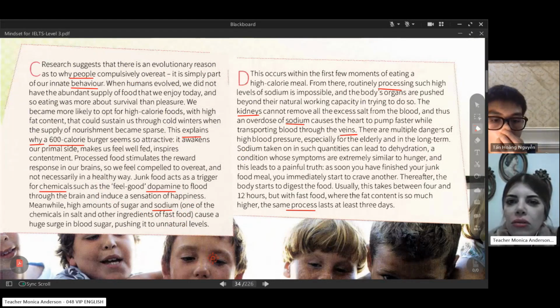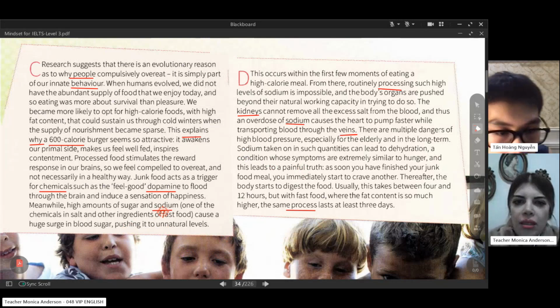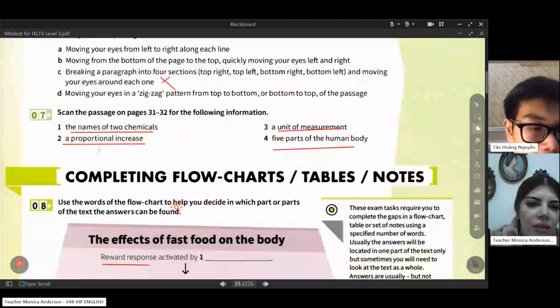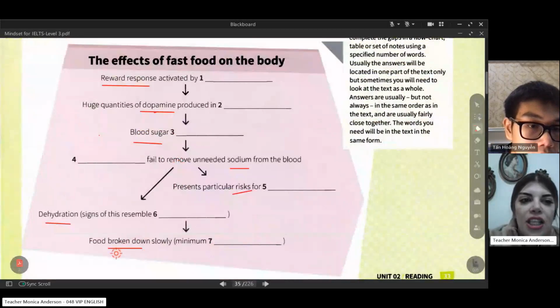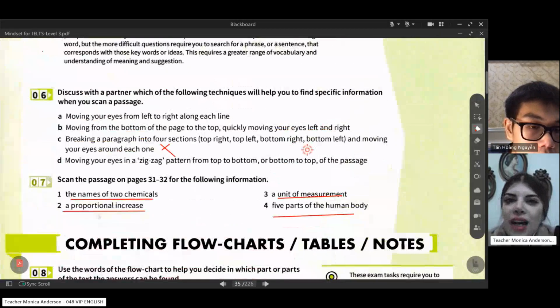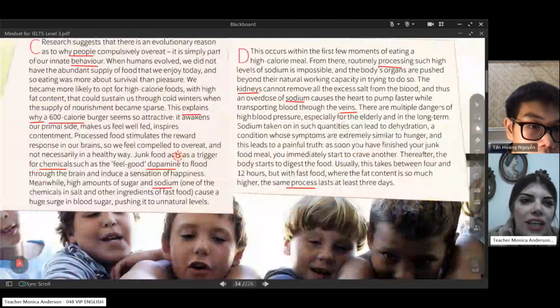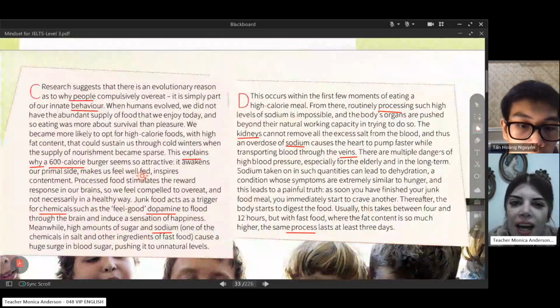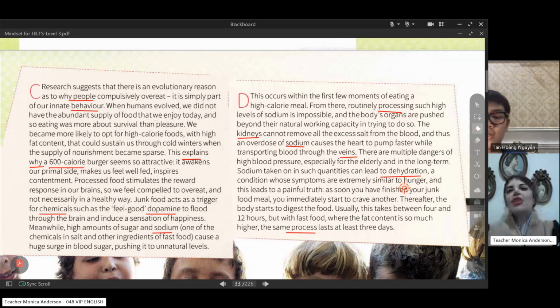Okay, and is there any other? Let me check. Slowly, okay. Dehydration: I couldn't find dehydration in paragraph C. So let's check the next paragraph. Dehydration, because I remember that I saw it here. So C and D. Now we know we could find them.